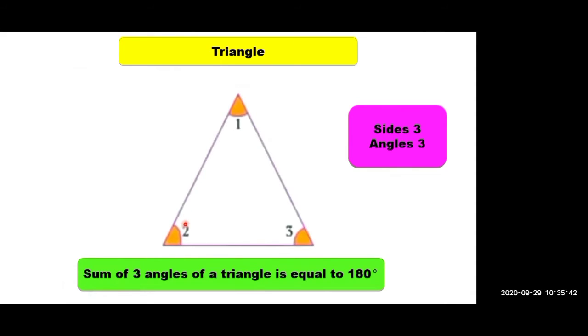So how many sides are there in a triangle? 1, 2, and 3. So 3 sides are there in a triangle. And how many angles are there in a triangle? 1, 2, and 3. 3 sides, 3 angles. जितनी polygon की sides होती है, उतने ही angles भी होते हैं. 3 sides, 3 angles. Okay.